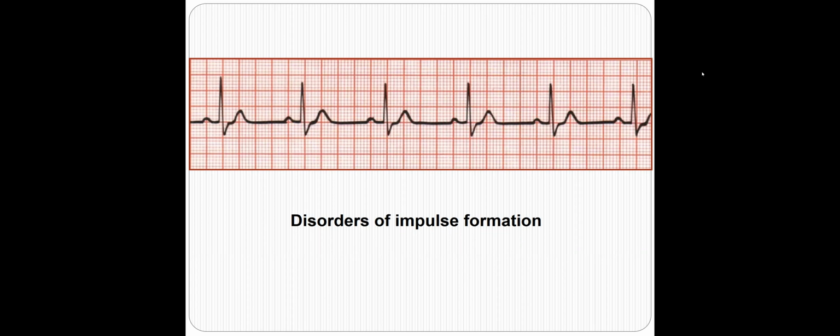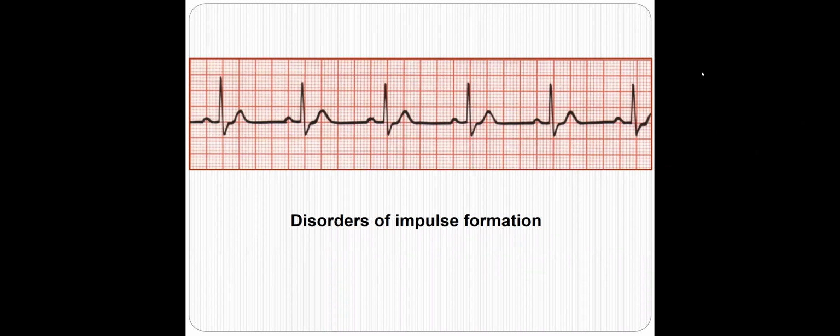Another thing, normally, what's going to generate the impulse? George? The SA node. So we have to have a sinus rhythm, the impulse coming from the sinus, and this is how we have a sinus rhythm. So basically, we're talking about arrhythmia when we don't have a normal sinus rhythm.